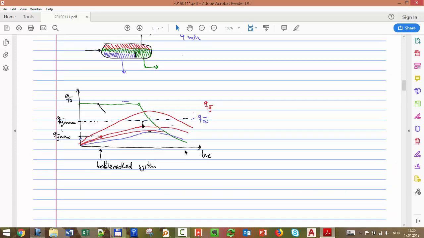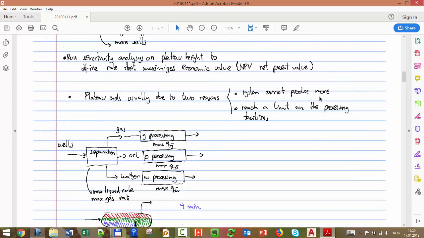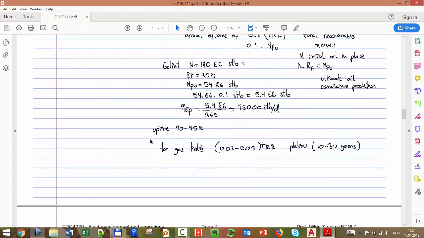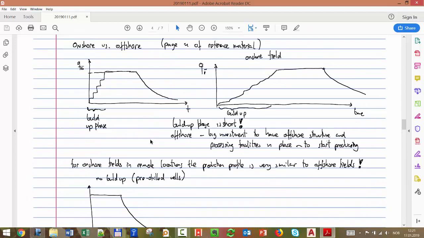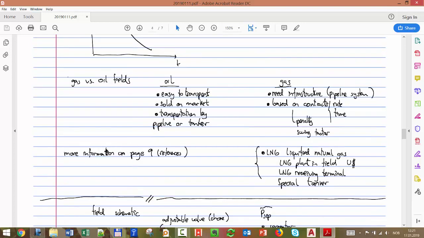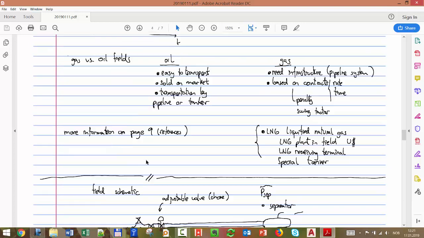Then we said we stop plateau typically because of two things. The system simply cannot produce more, but keep in mind that we also have bottlenecking. We can have a bottleneck in the gas, we can have a bottleneck in the water, not usually in the oil. And, rule of thumb, how do we define this plateau rate? We gave some comments and I referred to the references.